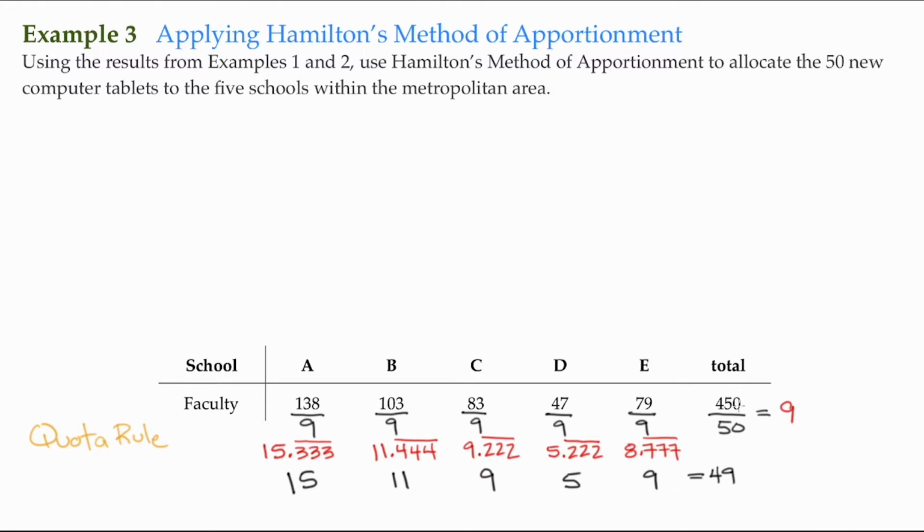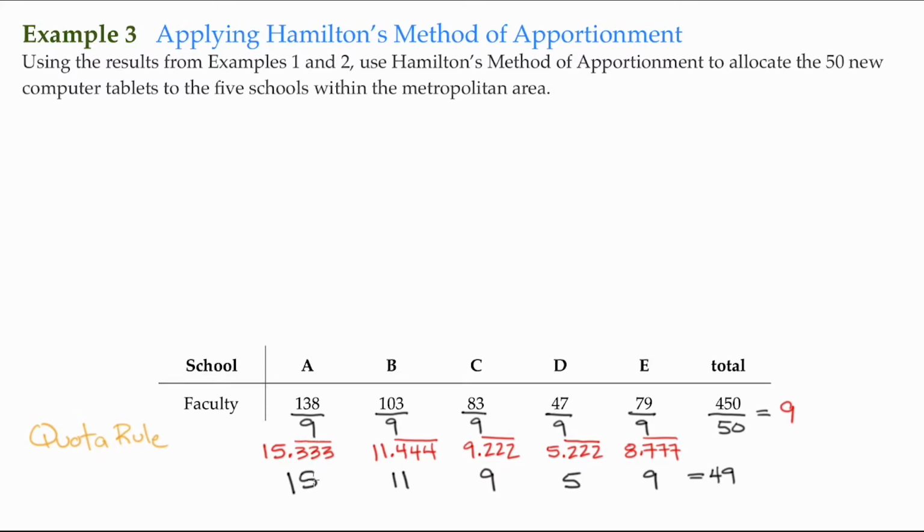So we took the total using the standard divisor. We took the total, divided it by 50. We came up with a standard divisor of 9. Then we went ahead and we divided that 9 to each of the subgroups here. 138 divided by 9, and we came up with these quotas here, these standard quotas here, 15.333, 11.444, 9.222, 5.222, and 8.777. We then applied the quota rule, which says that you have to round to the nearest integer.